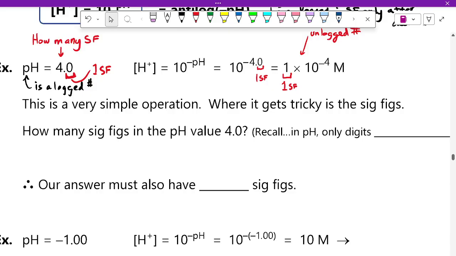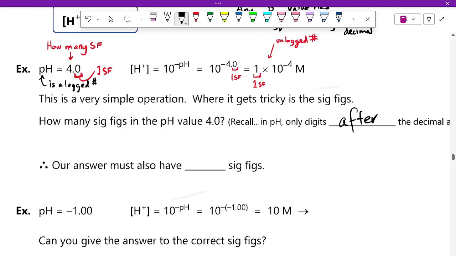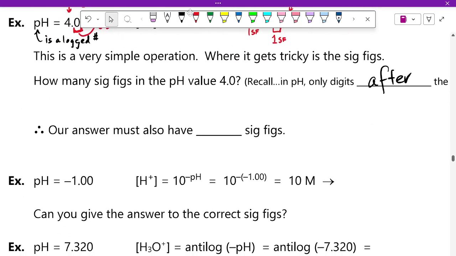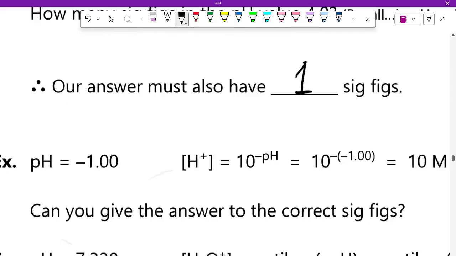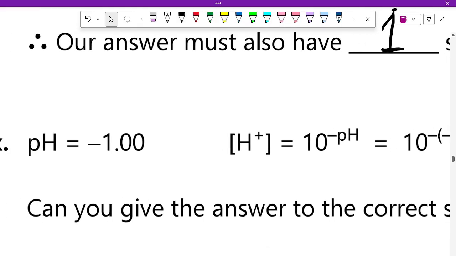Okay? Recall, in pH, only digits after the decimal are significant. So therefore our answer must also have 1 sig fig. Now, what if we have a pH equal to negative 1.00? We have here, how many sig figs? 2 sig figs, because that's a p value. It's been logged.